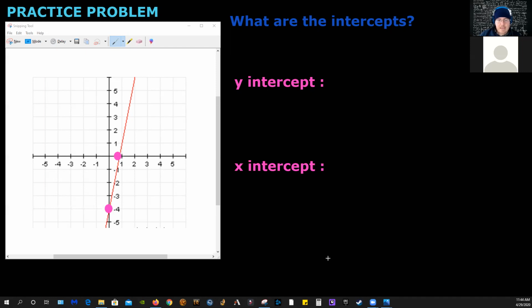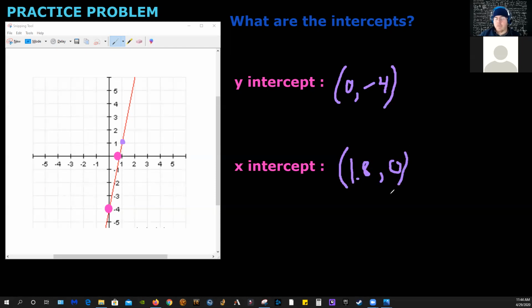So if I had to guess, I would say that the y-intercept is at (0, -4). That's the easy one. Now it takes some further calculations because I think this equation goes through (1, 1). But if I had to guess, I would say that the x-intercept is at like (1.8-ish, 0). The one you'll have for your problem today, there will be no ambiguity. You'll be able to say exactly what it is.